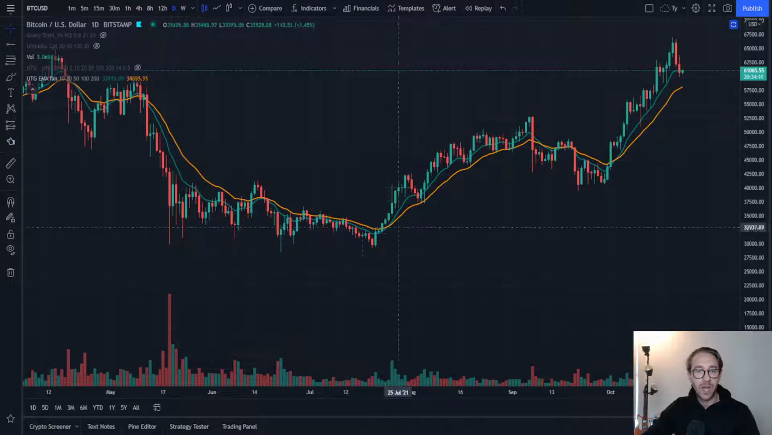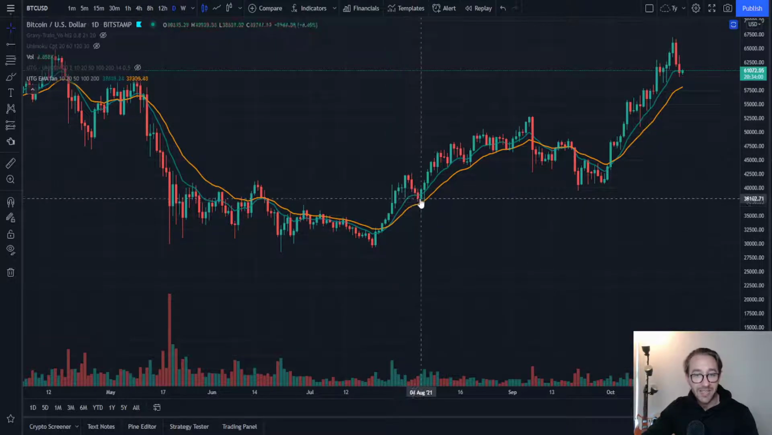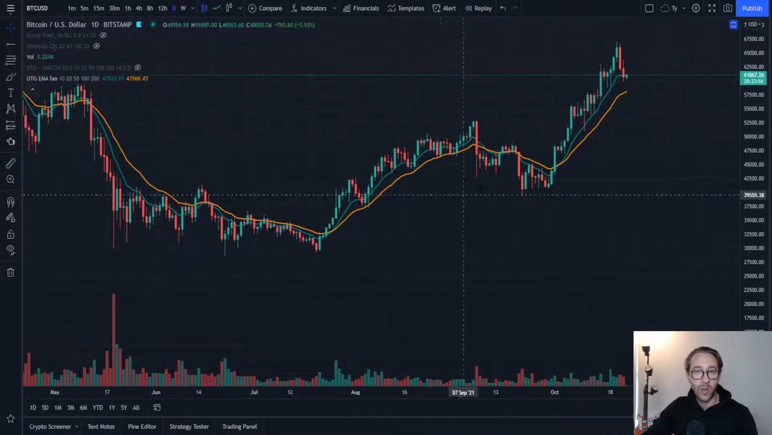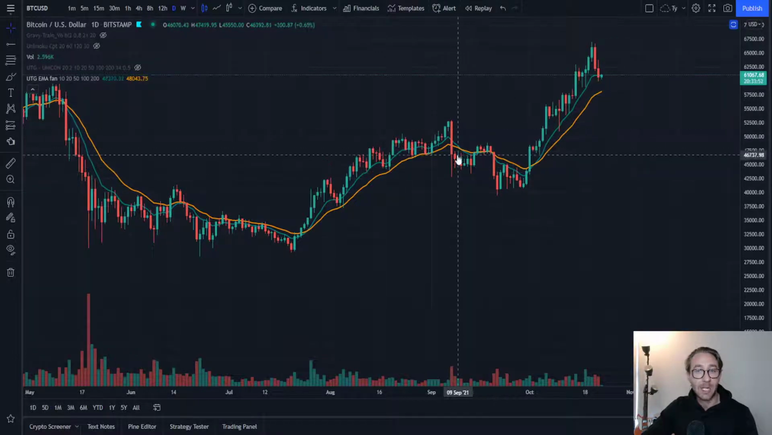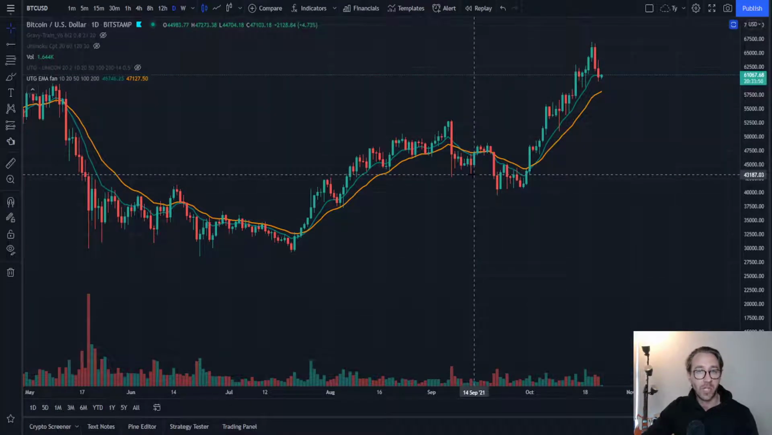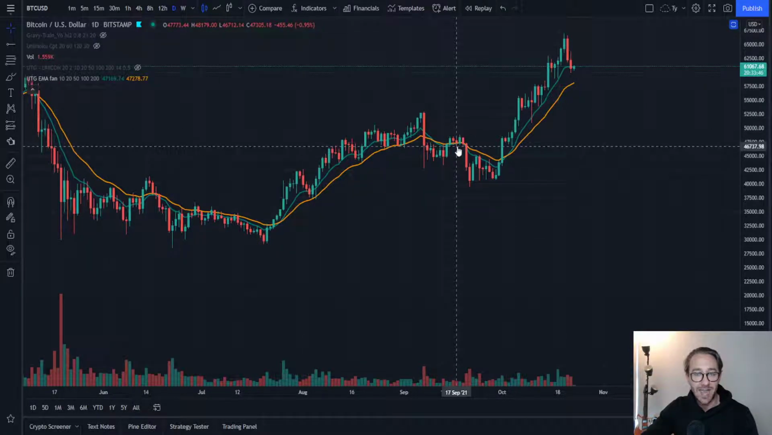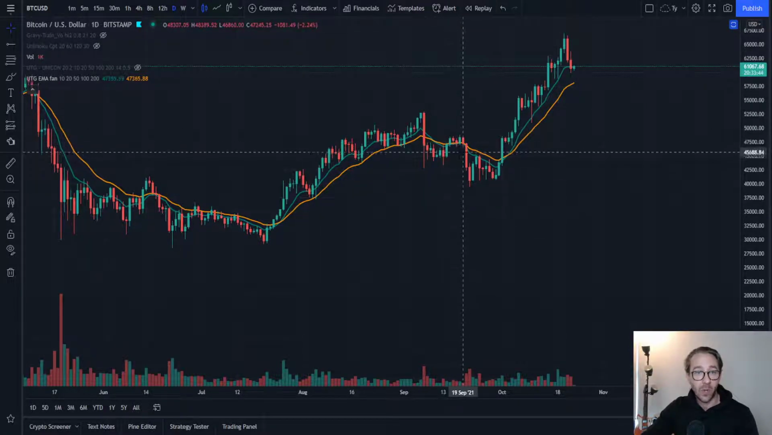When we are broken above our 10 and 20 EMA and close above definitively, we are in bullish or an uptrend territory, and we then look to these EMAs as levels of support. When we break below our 10 and 20 EMA and close below, we are in bearish territory or a downtrend, and we are then looking to these candles as levels of resistance.